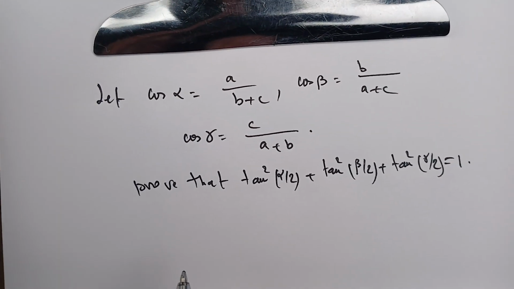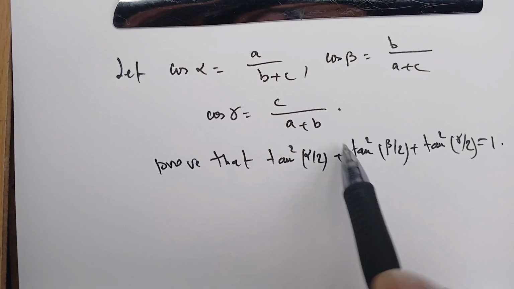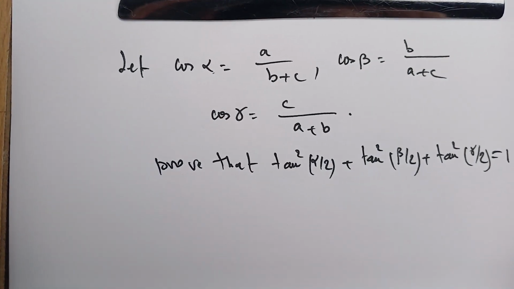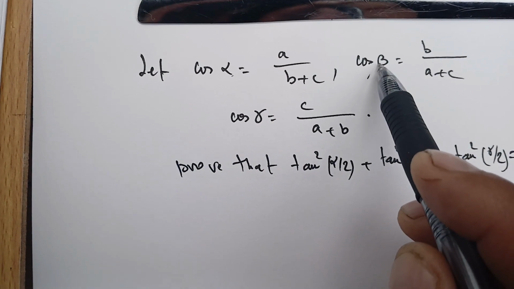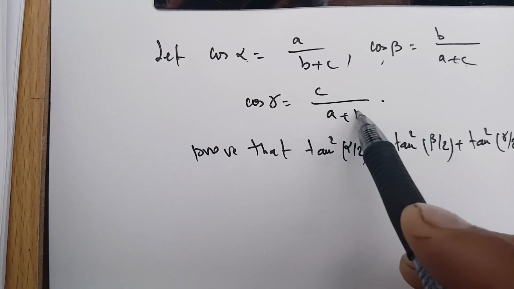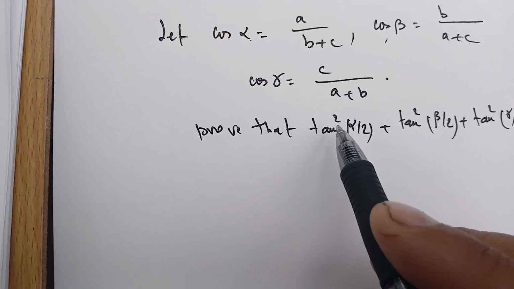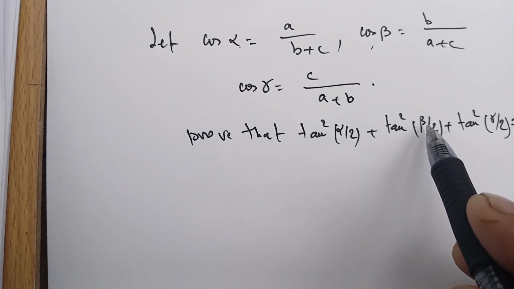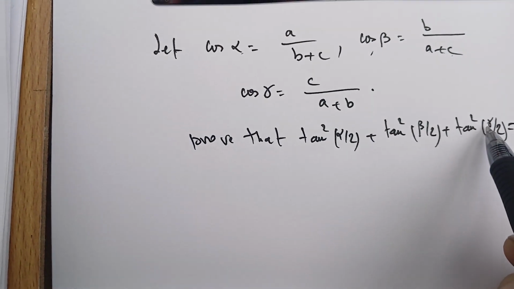Okay, in this video, we're going to try to prove that if we are given that cosine alpha is a over b plus c, and cosine beta is b over a plus c, and cosine gamma is c over a plus b, then tangent squared of alpha over 2 plus tangent squared of beta over 2 plus tangent squared of gamma over 2 is 1.